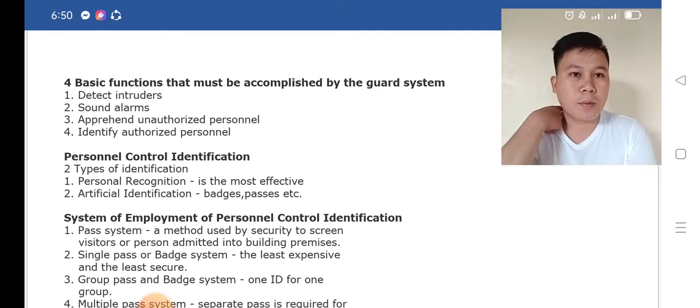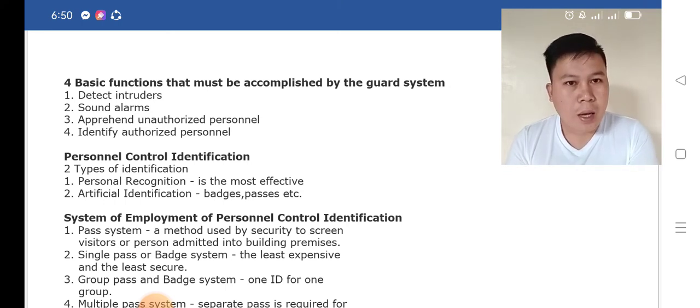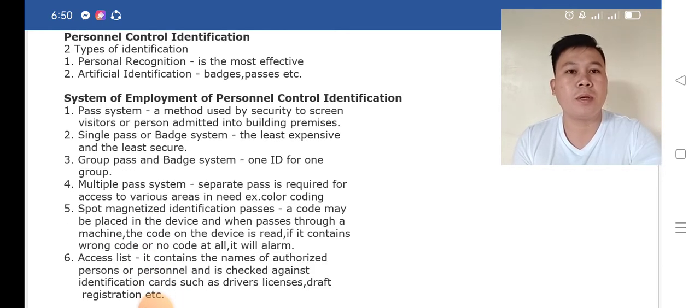System of employment of personnel control identification. So these are, I think, we already have discussed this one. So pass system, single pass or badge system, group pass and badge system, and then multiple pass system. Meron din tayong spot magnetized identification passes and access list.